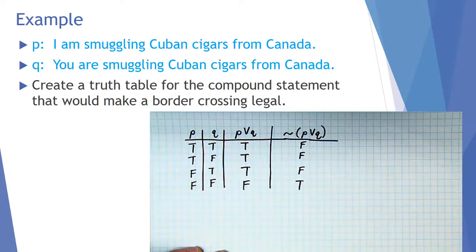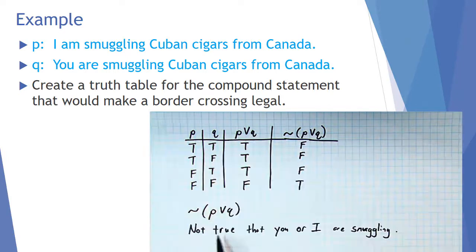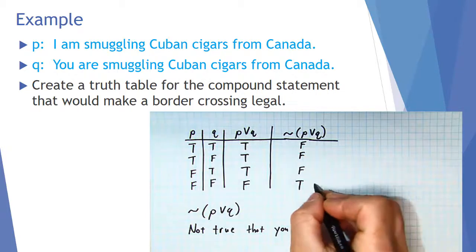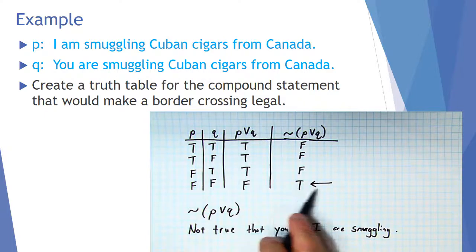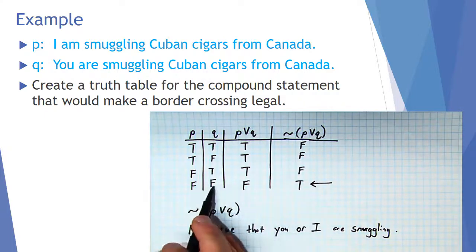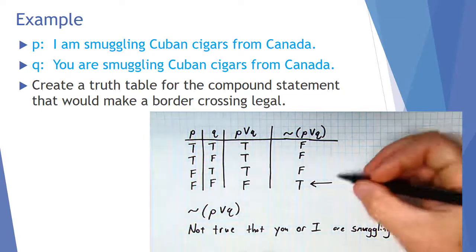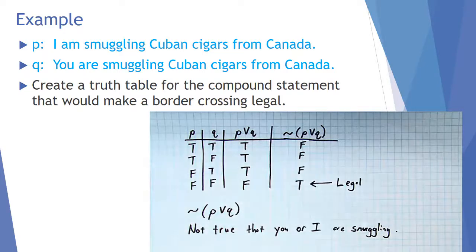Now remember, the goal was to make a truth table for the statement that would make a border crossing legal. Another way to say not (P or Q) is, it's not true that you or I are smuggling. And what condition makes a border crossing legal? This one right here. This is the only condition where it's not true that you and I are smuggling, and if we go back and look at our initial conditions, it means that these are both false. Neither you nor I are smuggling Cuban cigars. Now, just to be clear, this is the only case that's legal, but we still need the whole table to look at all the possible outcomes.